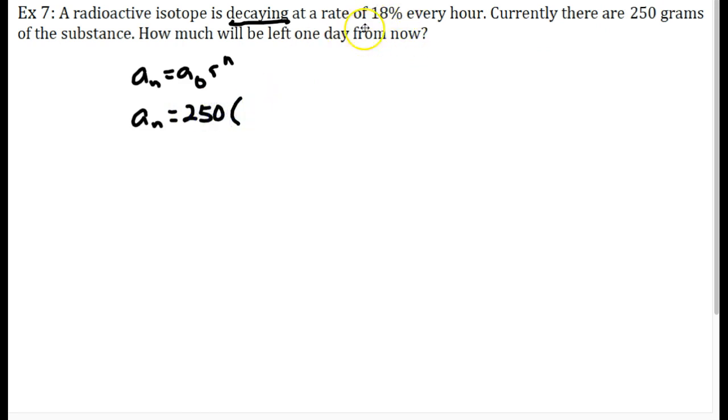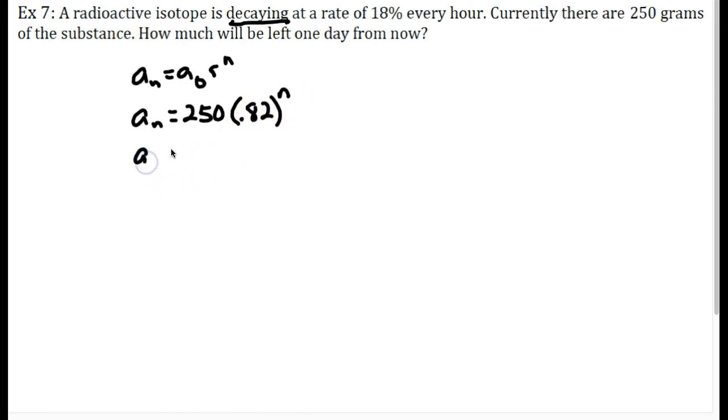Now, we're saying we're decaying at a rate of 18%. That doesn't mean that I'm going to be left with 18% of the substance after an hour. That means I'm going to be left with 82% of the substance, right? 100% minus 18%. So the rate that we're actually going to put in here, or the common ratio, is actually going to be 0.82, 100% minus this 18%, and that'll be raised to the n power.